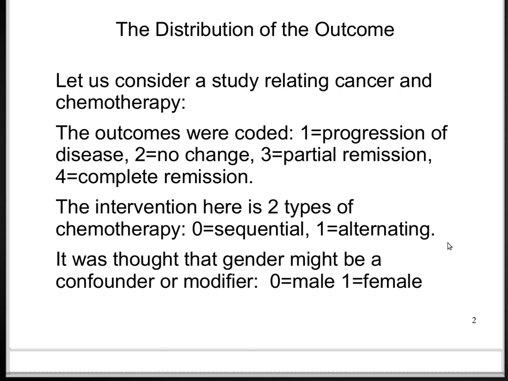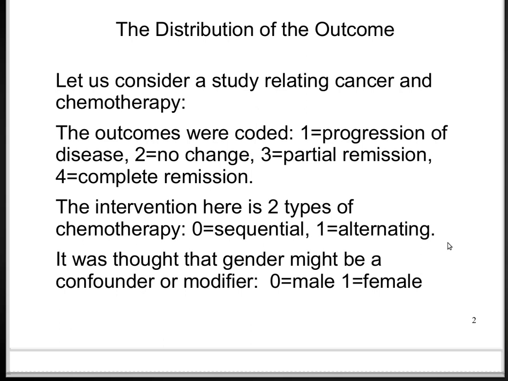And so you'll see here that 1 is a code for progression of the cancer. 2 is the code for no change, 3 for partial remission, and 4 for complete remission. So you can see that the larger the code, the better the outcome. And we'll come back to that. But for now, let's suppose that we view those four levels of the outcome as merely different, but not necessarily reflecting an actual ordinal nature to their presentation. But we'll be coming back to that as well.